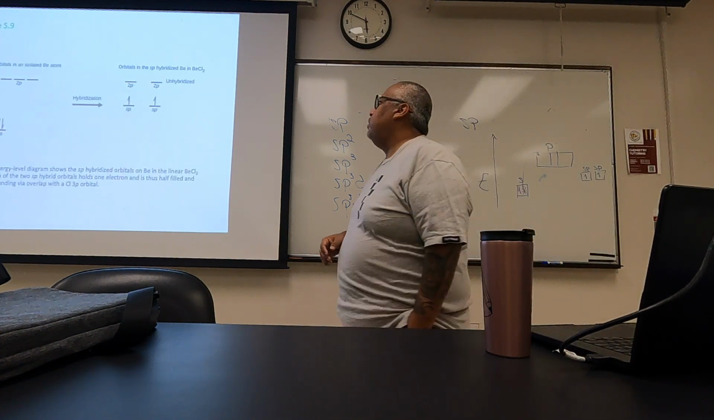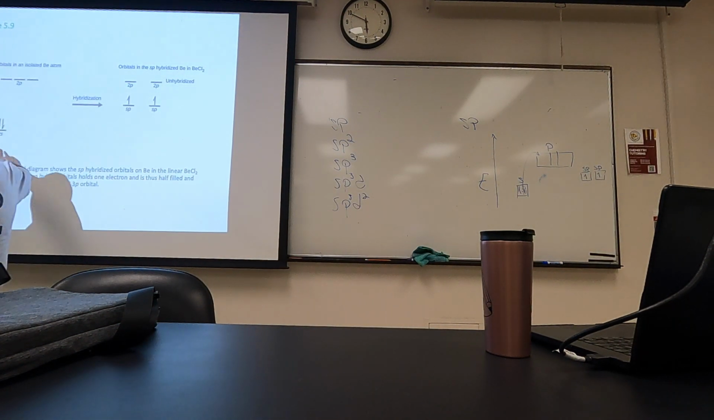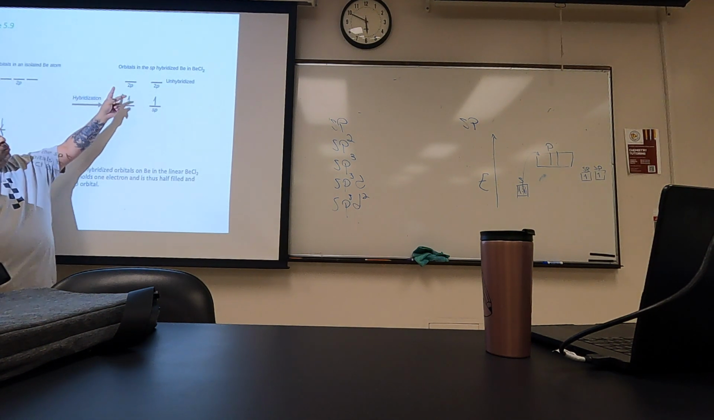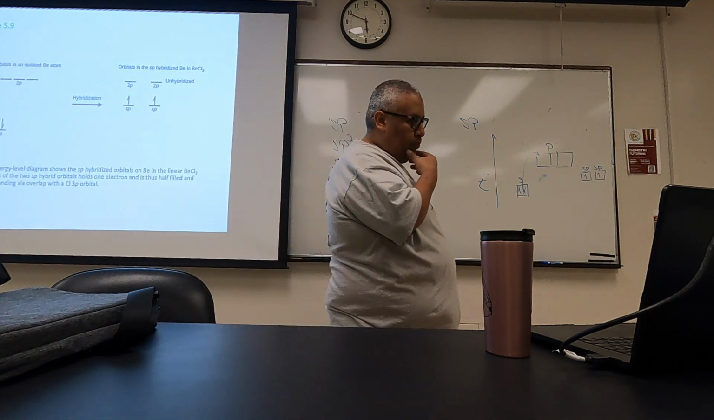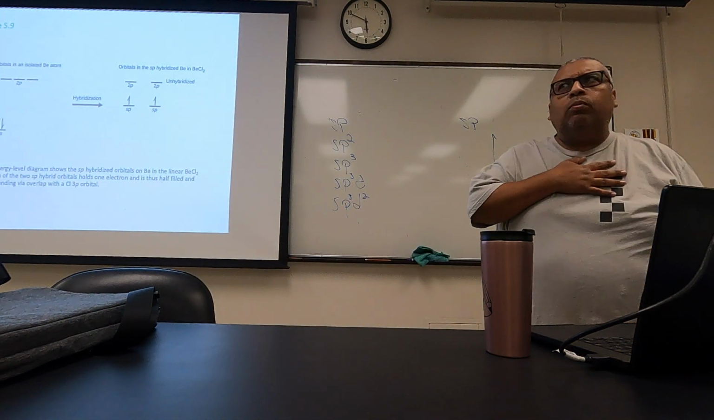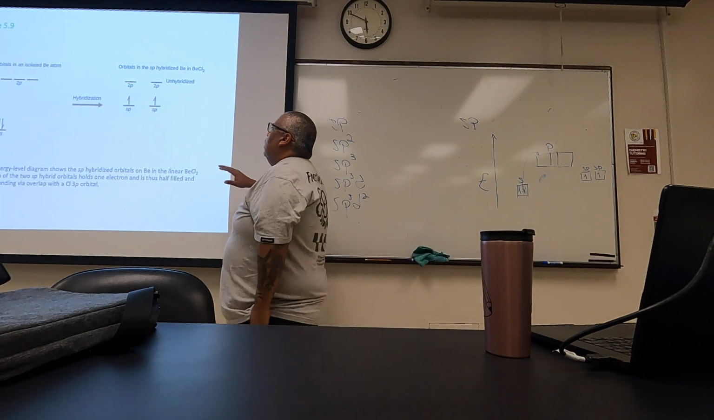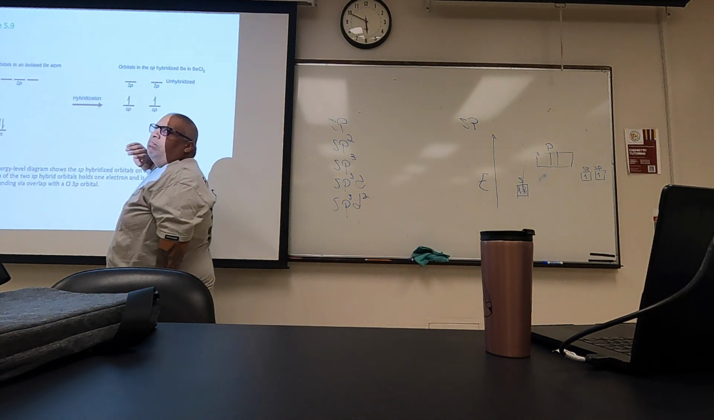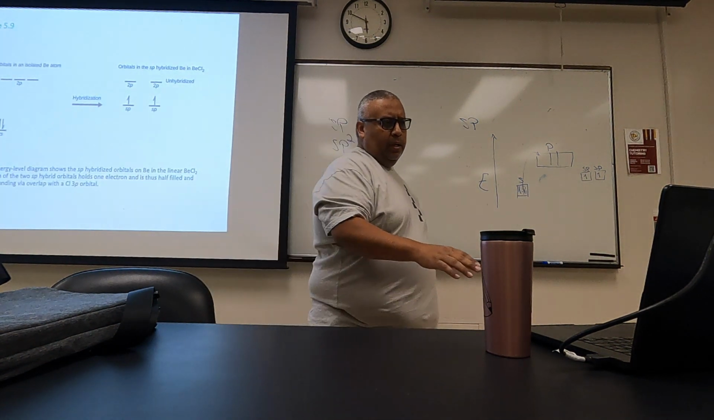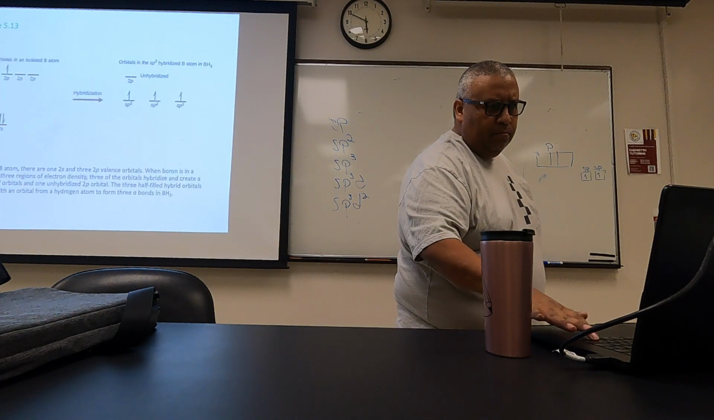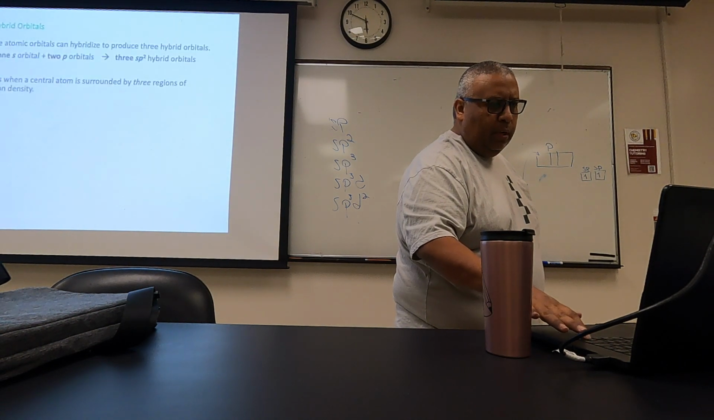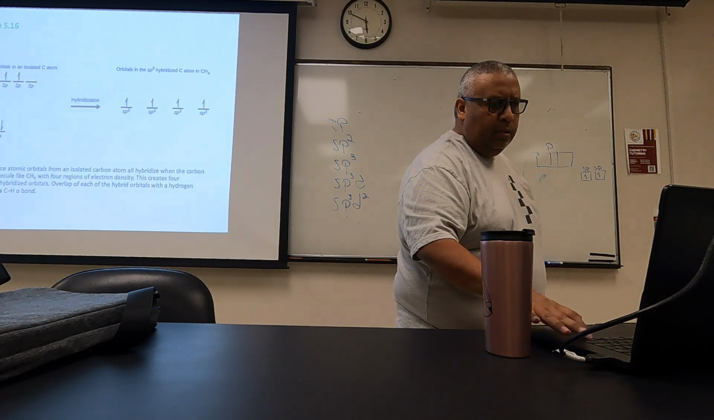So when this happens, we gain two sp orbitals, but then we have two unhybridized orbitals. These sp orbitals, when they bond, see if I have an image here. Nope, not yet. We'll talk about bonding.